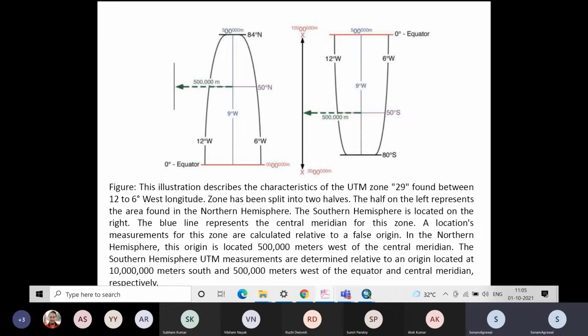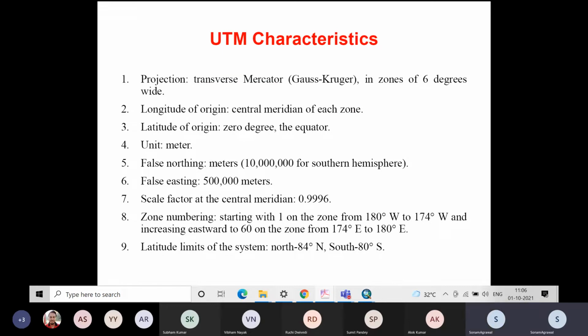After that, you have seen the UTM projection. So write down the properties that you have remembered till now. What were the properties of UTM projection? So these are the different characteristics or properties of UTM. The projection is transverse Mercator. When it is Mercator, it means it is a cylindrical projection. And when it is transverse, it means the polar axis and the axis of the cylinder will be at 90 degrees.